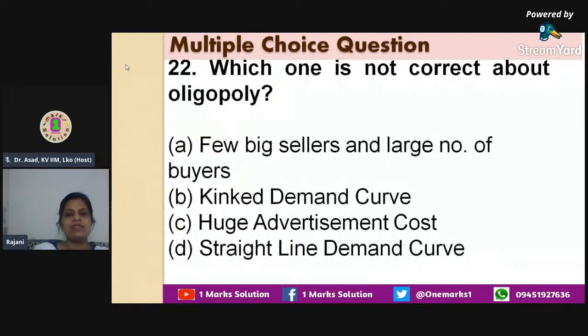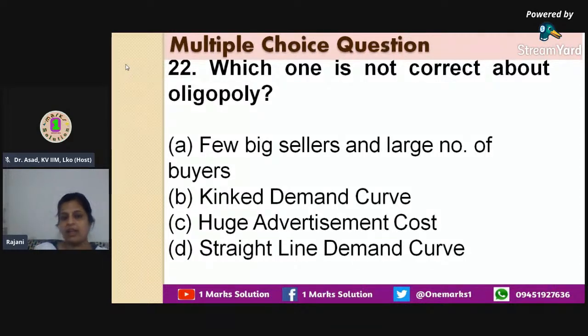Next question: which one is not correct about oligopoly? Not correct, that is the question. So please read the options carefully. Few big sellers and a large number of buyers, that is correct. Kinked demand curve, we know that is an option there. Huge advertisement cost, that is also relevant. And straight line demand curve.